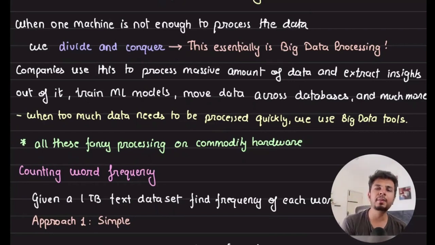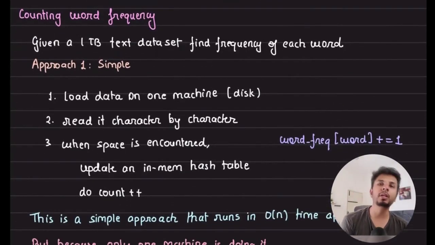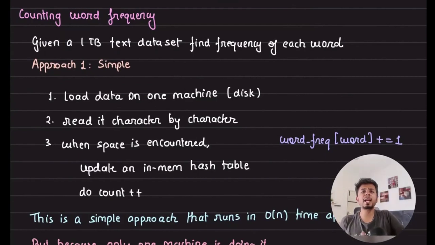So let's take an example to understand where big data fits in. Let's say I want to count word frequency. And let's say I have a 1 terabyte textual data set. Right now, for each word, I want to find out in that 1 TB text data set how many times the word occurred. We'll start with a very simple approach.